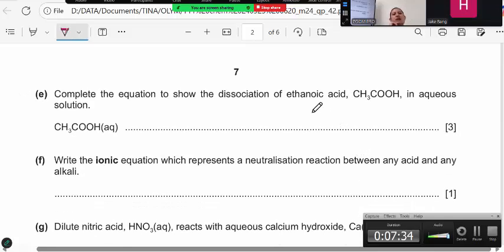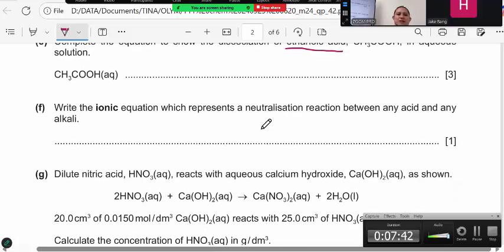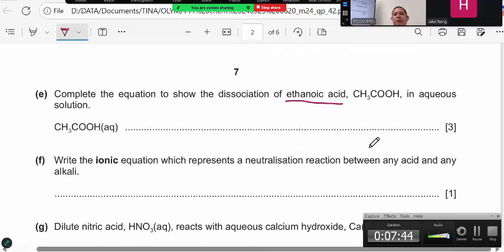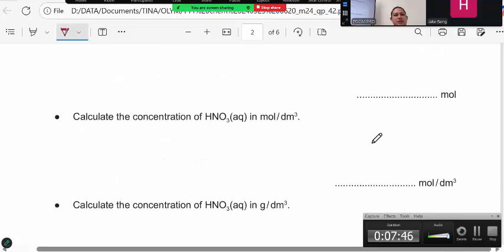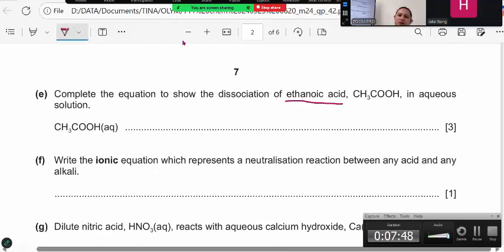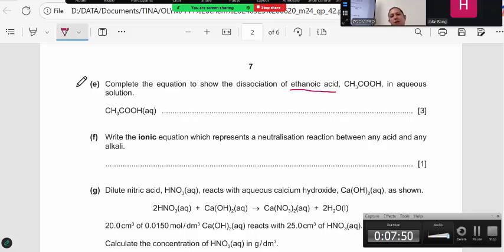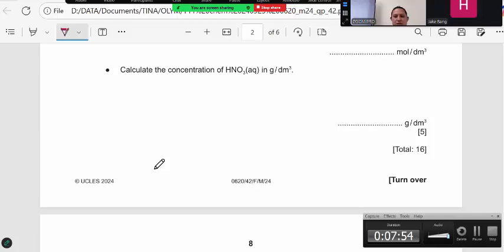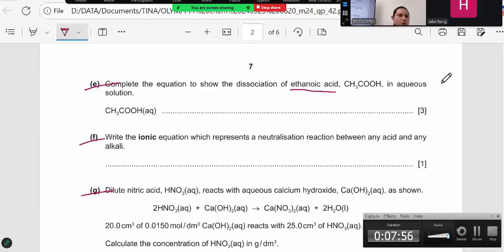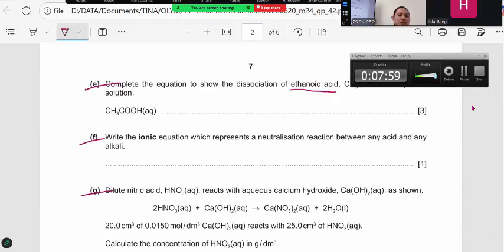Is ethanoic acid a strong acid or a weak acid? Weak acid. Ethanoic acid is a weak acid. All organic acids, all carboxylic acids are weak acids. Okay, I want you to try and do question 7, page 7. Just page 7. Parts E, F, and G. Just complete this question. Do you remember how to count? I hope so. Just try this question only.